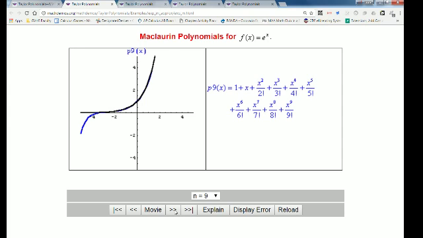Yeah, I know. We got a bad polynomial over here. That's not politically correct. No, it's not.